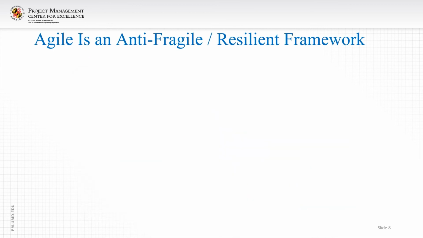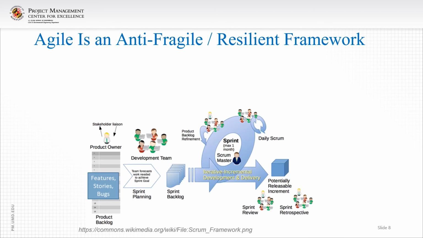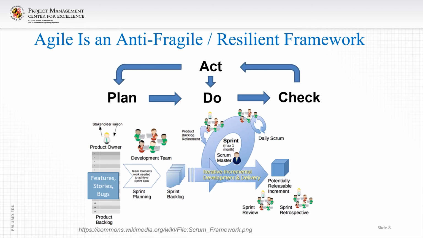And this is the reason why we say Agile is an anti-fragile or resilient framework, is because in Agile, you start off with planning, and then you go to doing, and then you check what you did, and then you act to change how you plan and how you execute. And so this plan, do, check, act improvement cycle means you can learn from every sprint and get faster and faster.